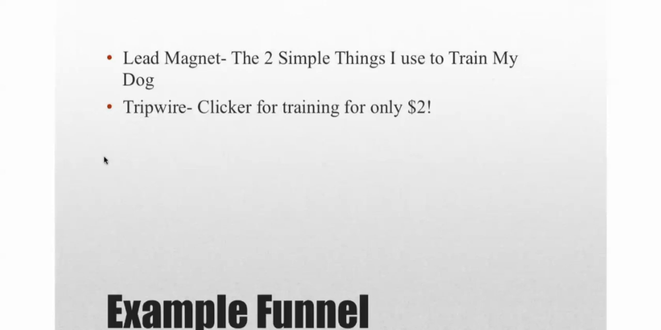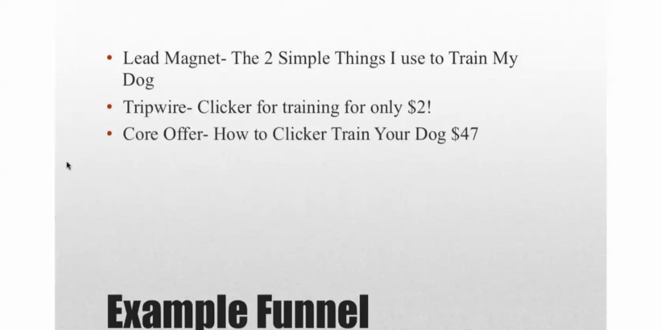It gets them comfortable with giving you some money so that you can then get to your core offer, which would be how to clicker train your dog, which might be a video course for $47 where, hey, you've got the clicker, but if you really want to get your dog behaving well and stop it from peeing in the house or whatever, you're going to need this video training series about clicker training your dog. I mean, you already have the clicker, and you've seen through the lead magnet that the clicker is one of the great things for training your dog. It's a perfect fit, a related product, and you could see how that would fit in the funnel, right?